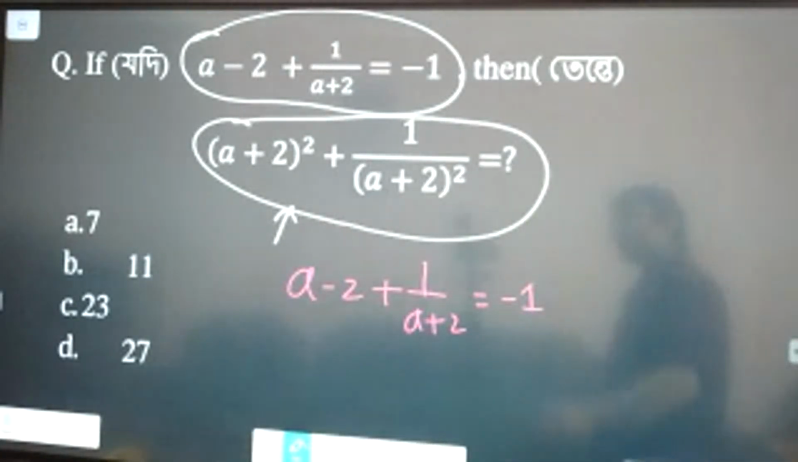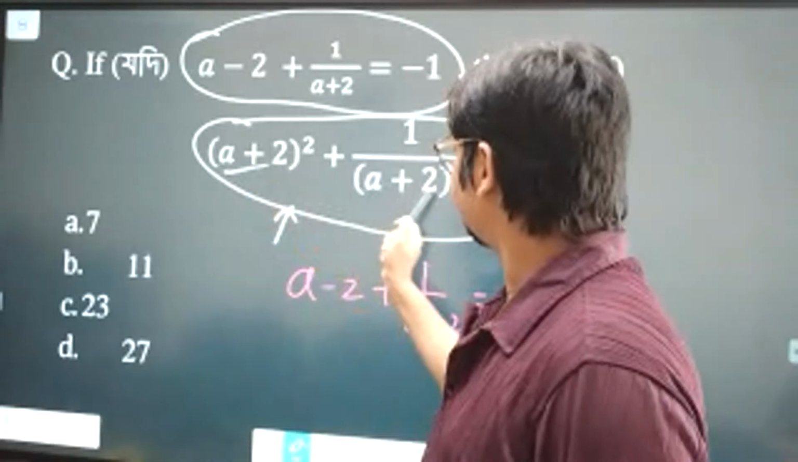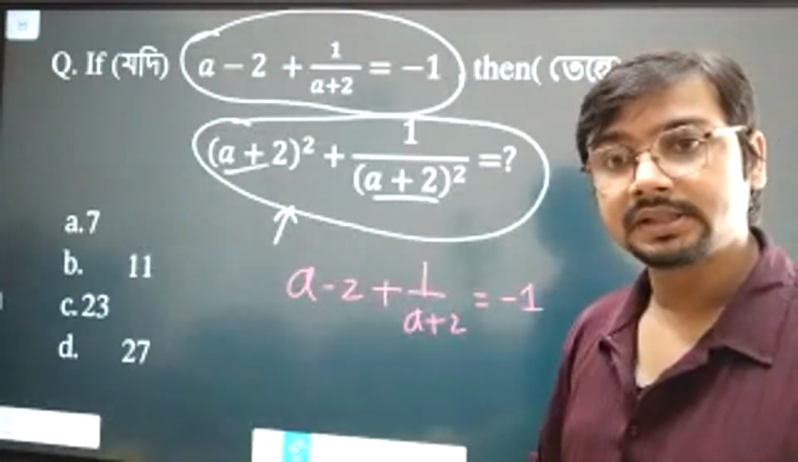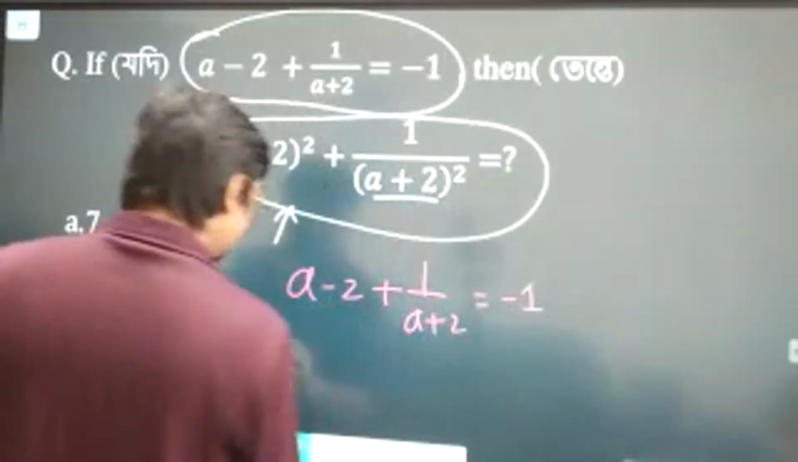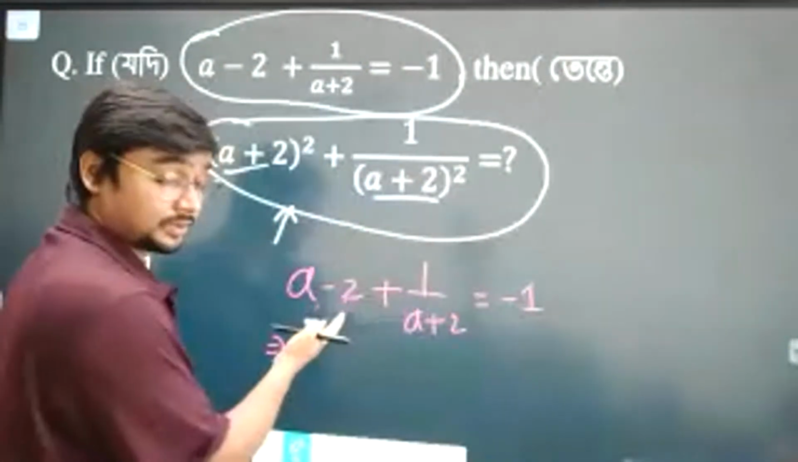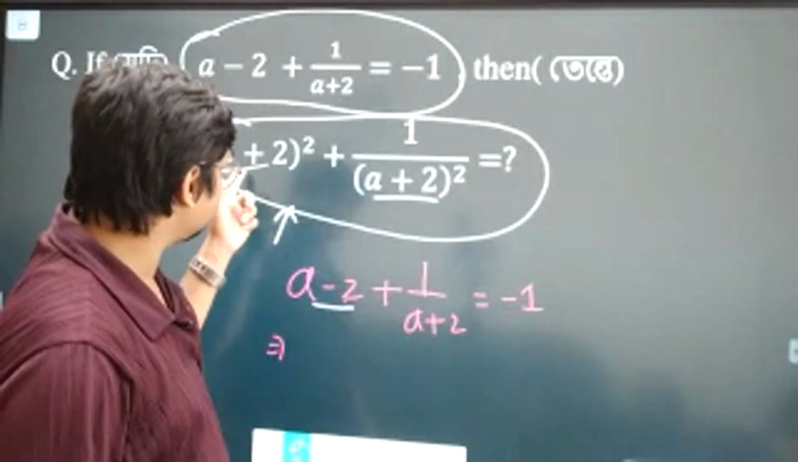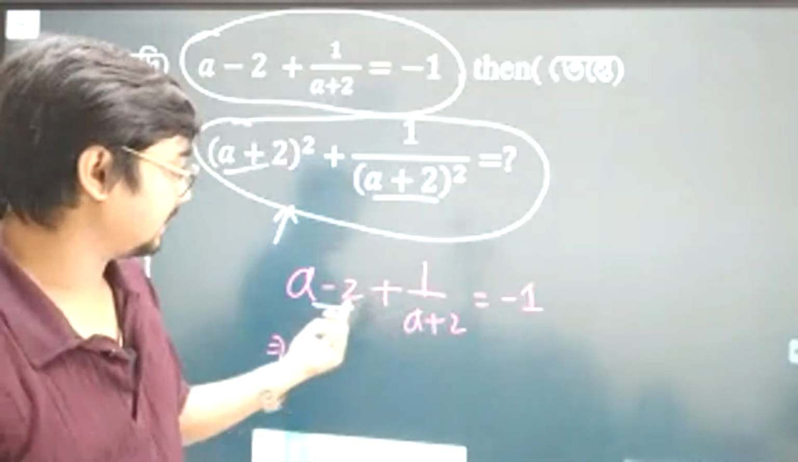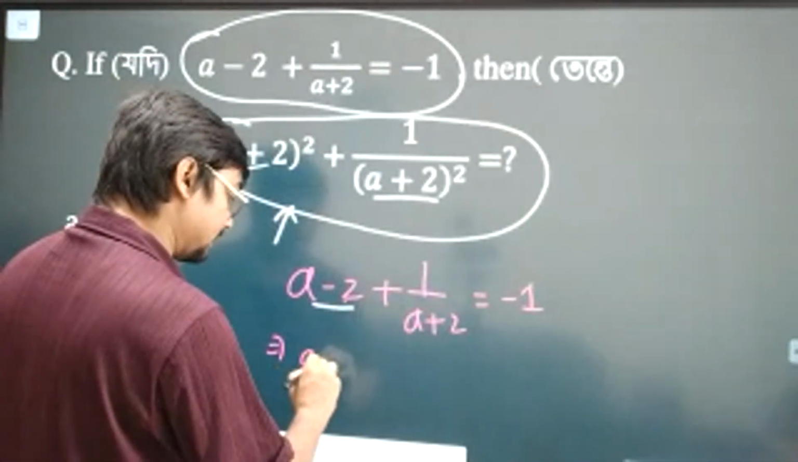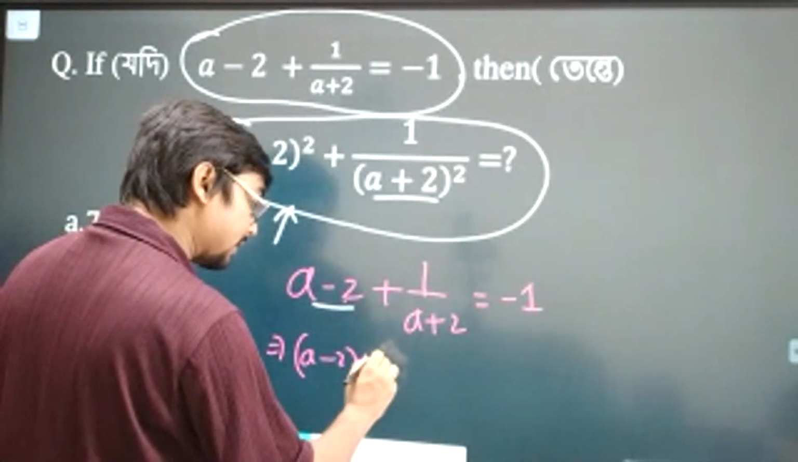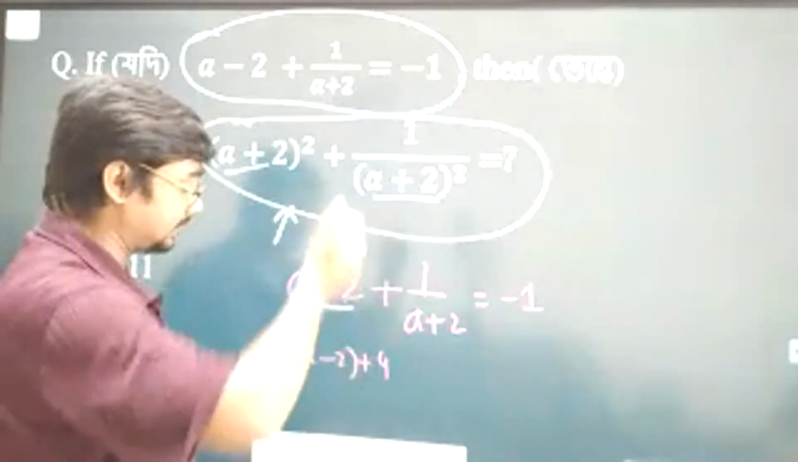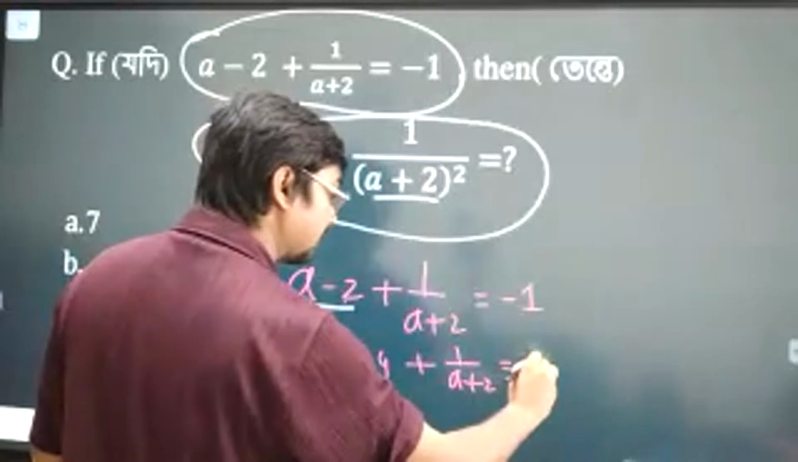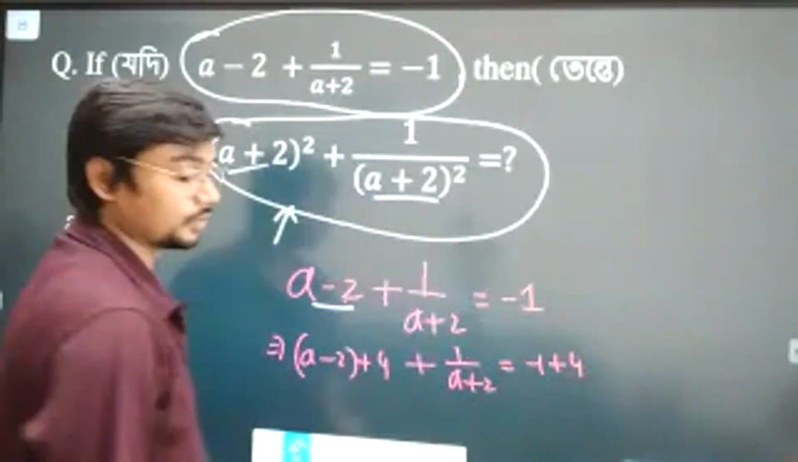Here you see x plus 2, here also x plus 2, you just try to make here x plus 2, right? So what we do here, a minus 2 is given, but we need a plus 2. So you add 4 on both sides, then only we get a plus 2. Here also a plus 2 is given, and minus 1, you just add 4 here also, right?